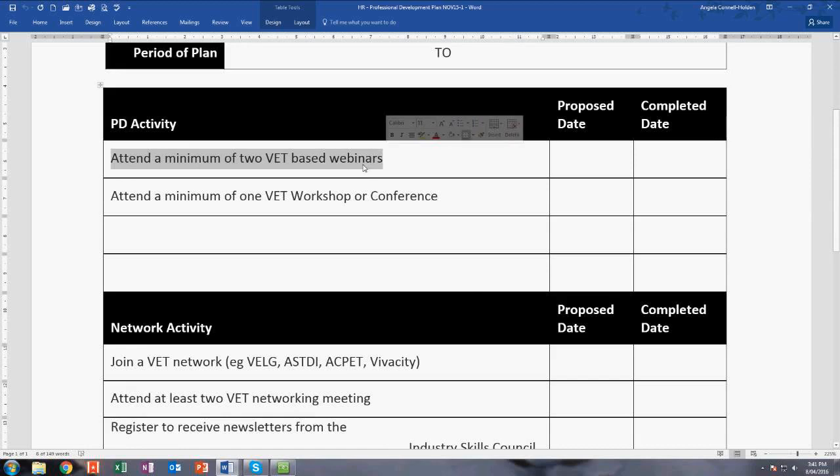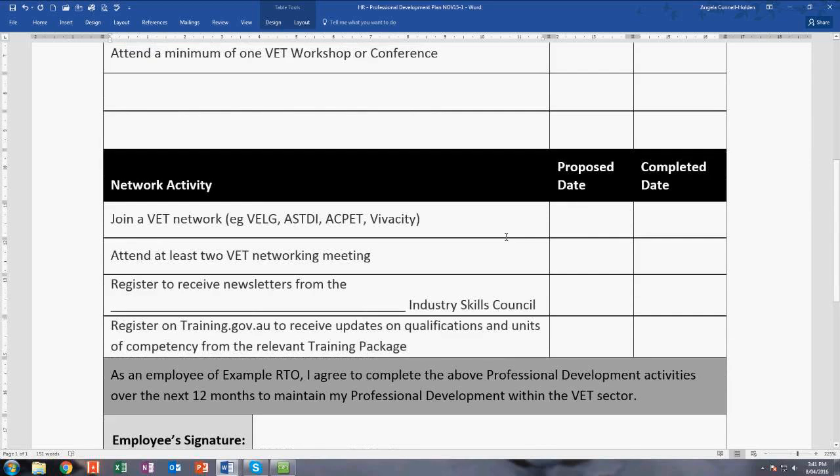So they've attended a minimum of 2 VET-based webinars. This should be kept in here all the time. They should always do a webinar or a conference or a workshop or something like that. So a VET-based webinar or workshop, or a VET conference. I've got the workshop there. Okay. The proposed date of when they're going to do that and when it will be completed by. So they should have that in there.